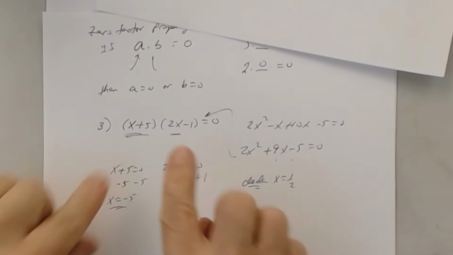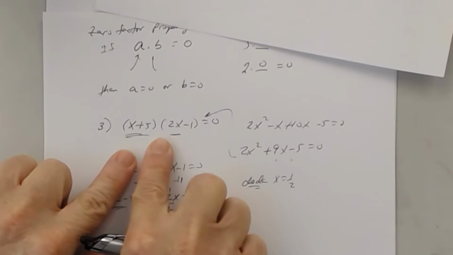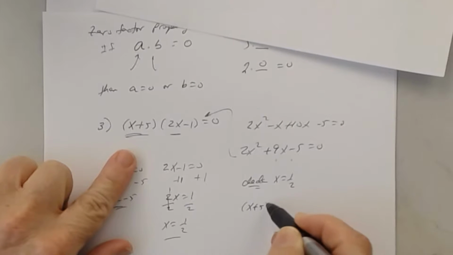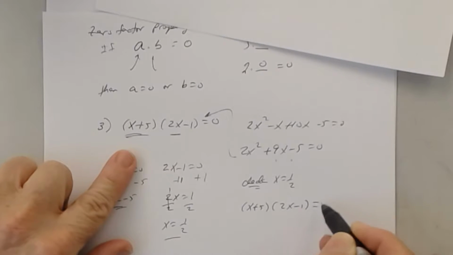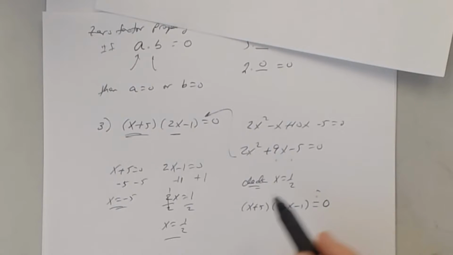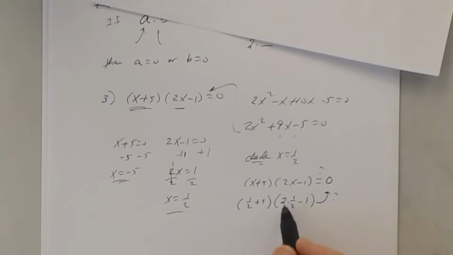So if x is 1/2, I'll go back to the original. This was the original that was given. Not this, this. So x plus 5 times 2x minus 1. And I want to see if that's going to equal what? 0. So where we see the variable x, what do I plug in? 1/2. So I get 1/2 plus 5, times 2 times 1/2 minus 1, right? And I want to see if that's going to equal 0. That's the question. Well, let's look at the second parentheses right here. What's 2 times 1/2?